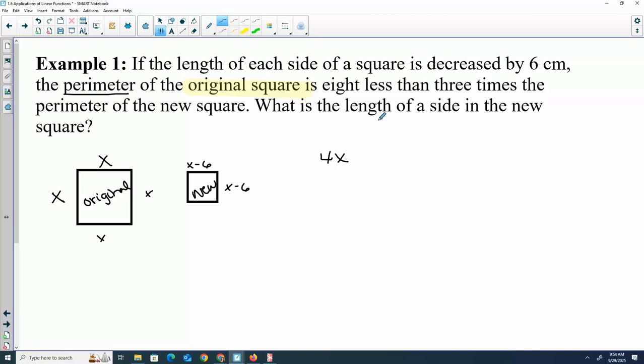So the perimeter of the original square is, in an equation, what does the word is mean? Equals. 8 less than, what does less than mean? Subtract. And that's one of those words. Does it mean 8 minus or minus 8? Less than is a turnaround word. It puts the minus 8 at the end. So 8 less than means we have to subtract 8.